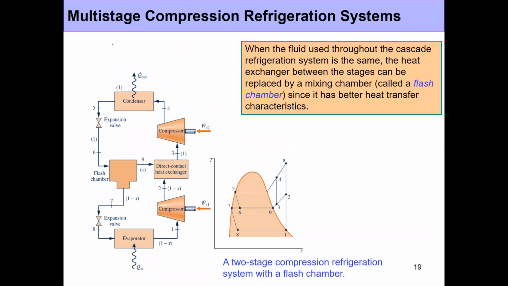The second modification is the multi-stage compression refrigeration system. This is similar to the concept of the open feed water heater. It is essentially the cascade refrigeration system, but instead of two separate stages using two refrigerants, here we are using just a single refrigerant. To improve the heat transfer between the upper stage and the lower stage, we have a flash chamber, or a mixing chamber, because it has better heat transfer characteristics than a counterflow heat exchanger. We will talk about this in more detail on Thursday.